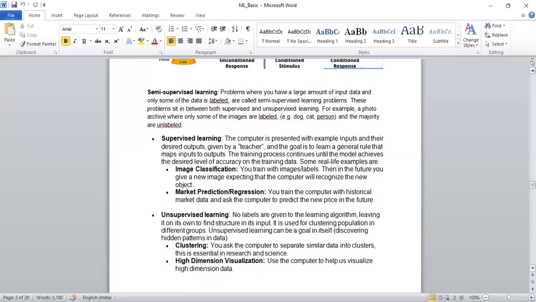Some real life examples are image classification. You train with images and labels, then in the future you give a new image, expecting that the computer will recognize the new object. Another is market prediction or regression. You train the computer with historical market data and ask it to predict the new price in the future.